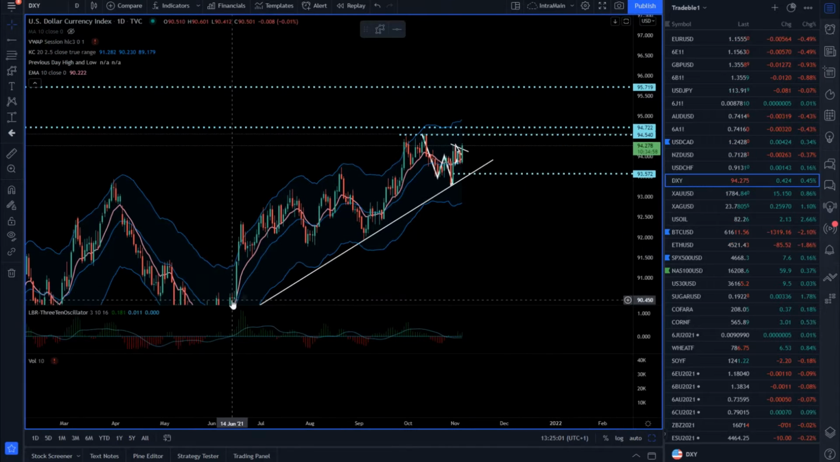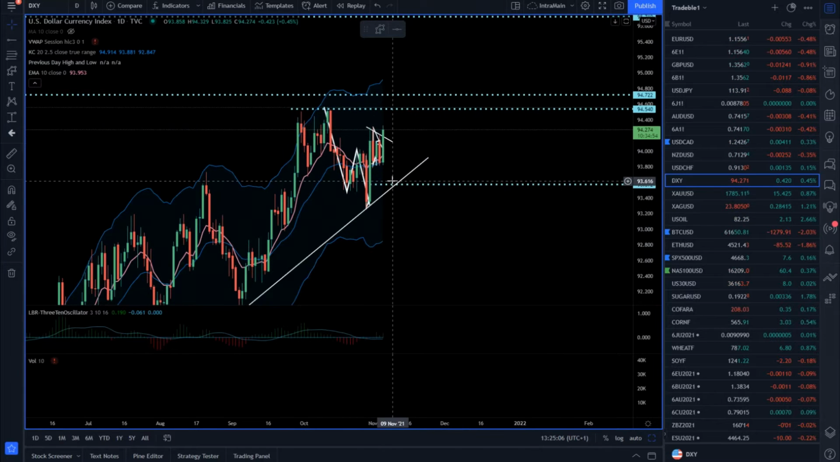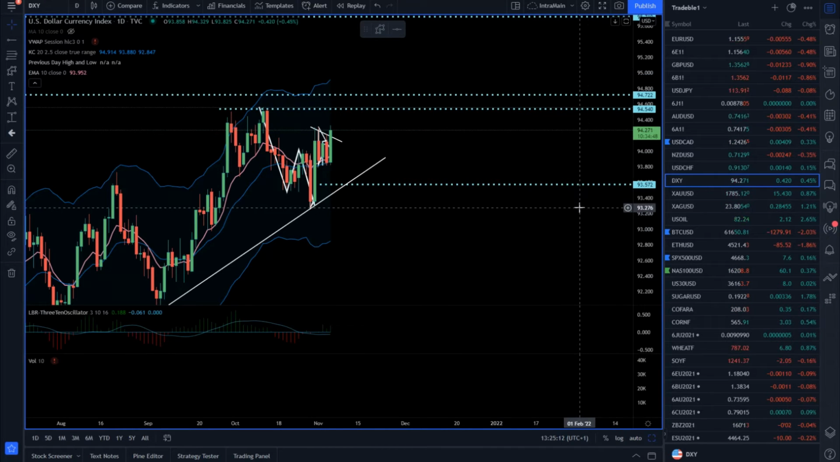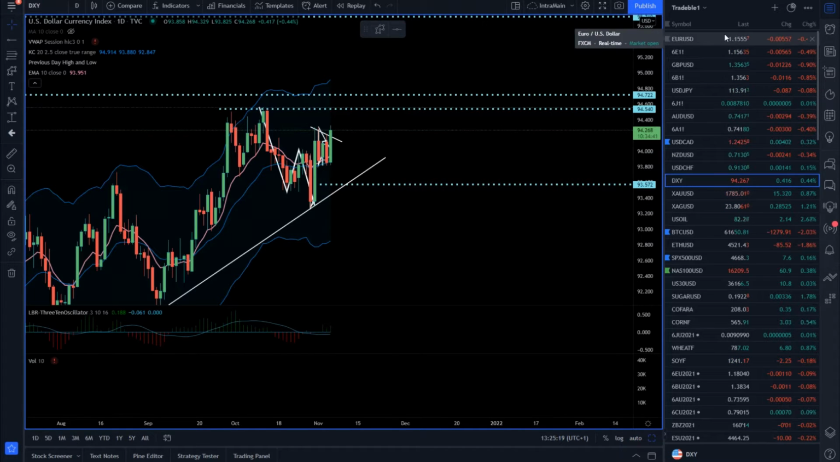Definitely this is a continuation pattern from my perspective, and price is trading above the 10 and 20 moving average. We're breaking the tight area, so it seems like we have the power to retest at least 94.50, 94.72. Which will mean, technically, that euro dollar and pound dollar are probably headed downside.